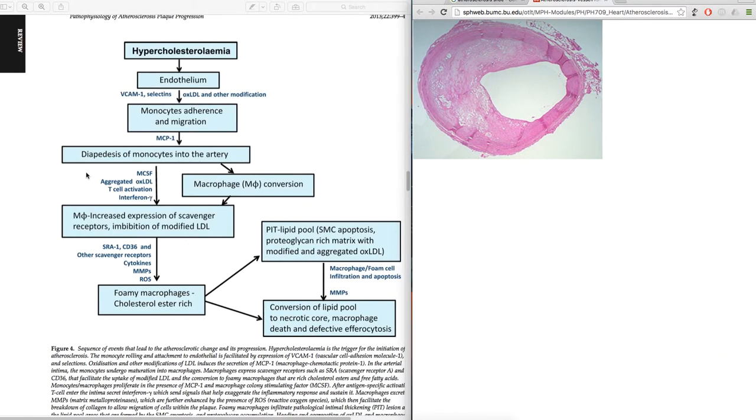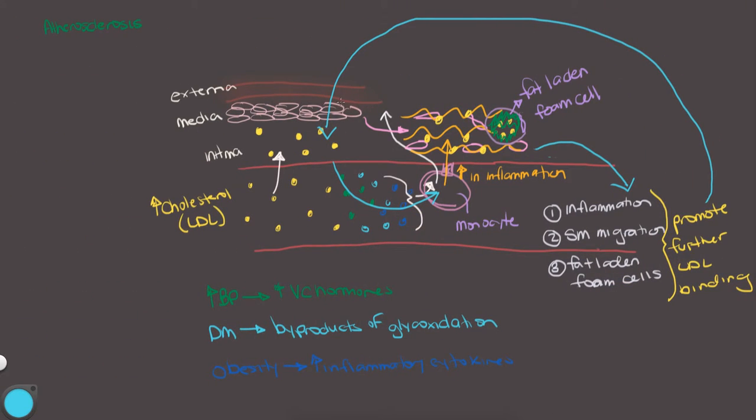What happens next is we start to see monocytes entering into the artery, and we have some of this macrophage conversion. As monocytes make their way into the artery, we start to see smooth muscle cell migration, where smooth muscle cells migrate into the tunica intima. We start to see a pro-inflammatory response, or lots of inflammation occurring. And finally, we see our macrophages eat our lipids and become fat-laden foam cells. So our macrophages eat the lipids, become fat-laden foam cells, and basically house themselves in this tunica intima.